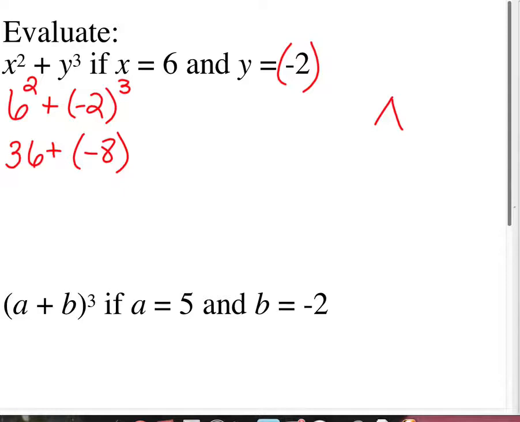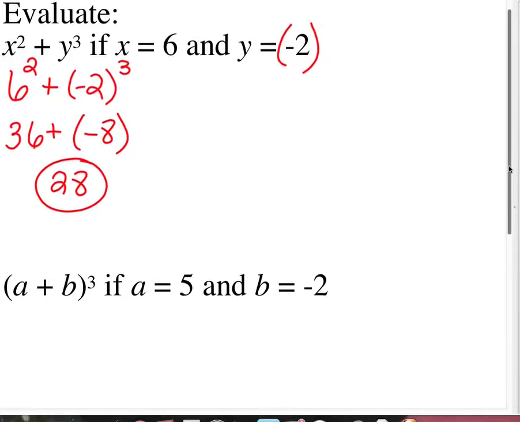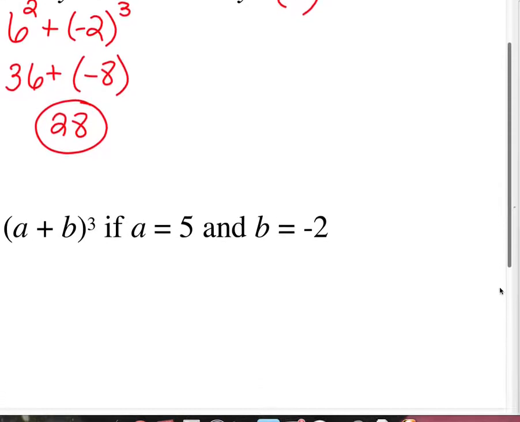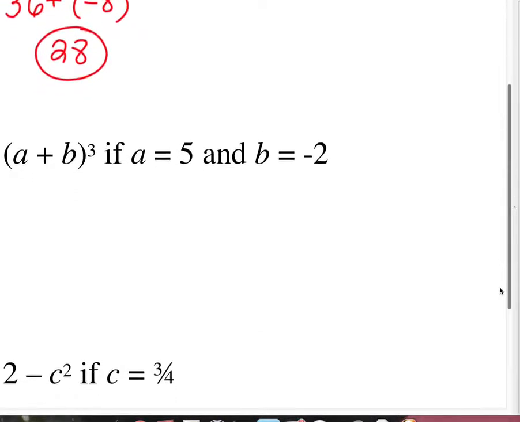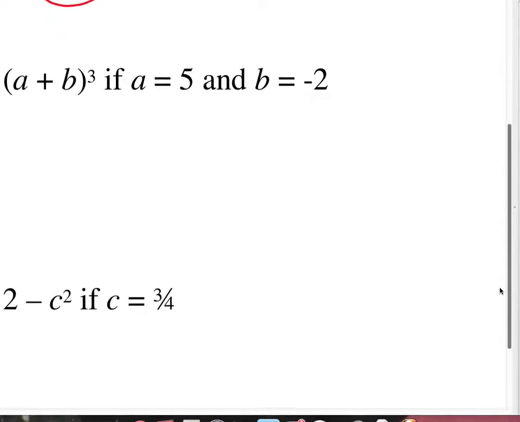Now, what is 36 plus negative 8? Well, again, if you're not good at working with integers in your head, punch it in a calculator. As much as it hurts me to say that, unfortunately, some of us just need to do that. Okay, good. I think we have 2 more. Yep, these are the last 2.